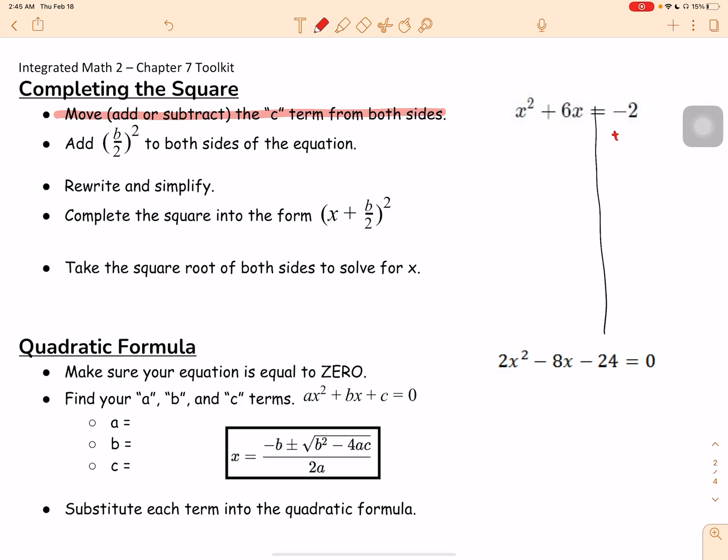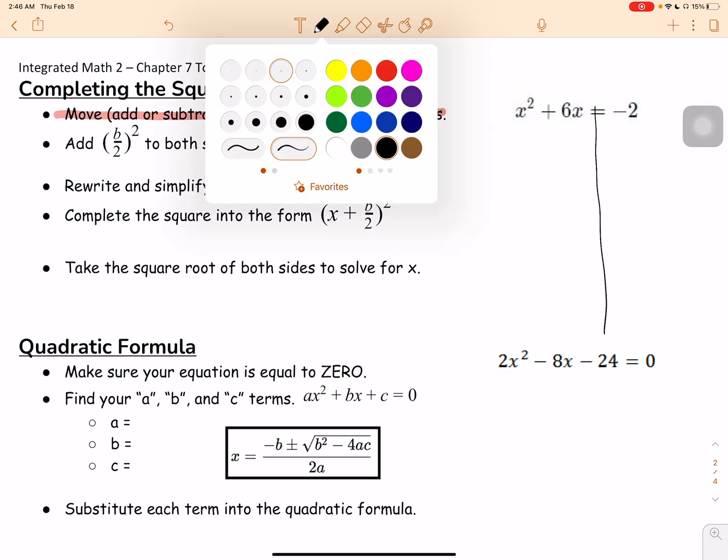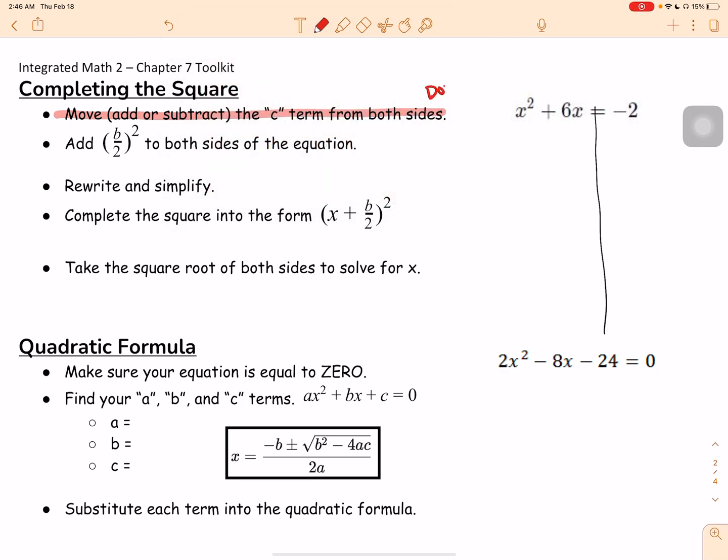So here I have to add the c term back over. Oh, no, I don't. This one was already done. But what I would rewrite is x squared plus 6x blank equals negative 2, because we do want the c on the right-hand side. Sorry about that.